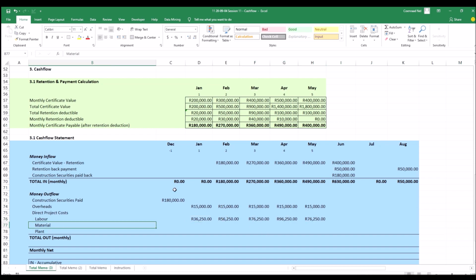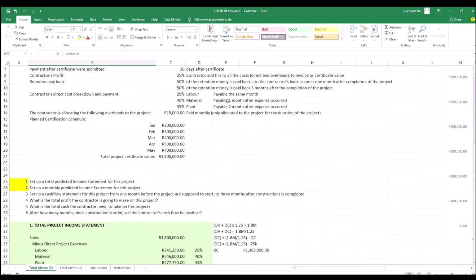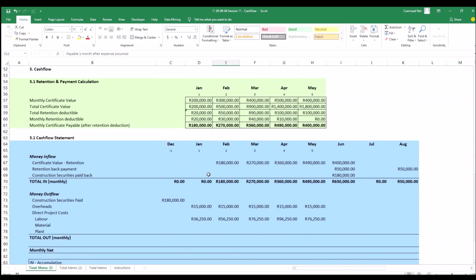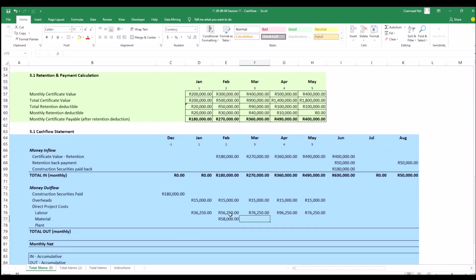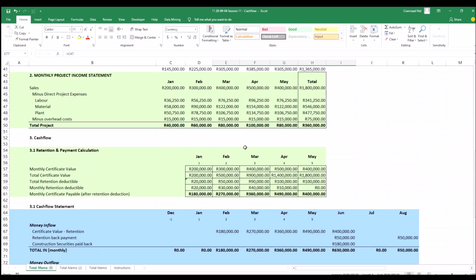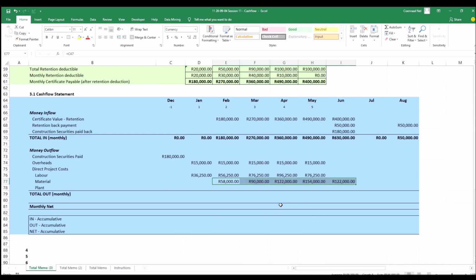Second one is the material. What does it say about material? Is payable 1 month afterwards. So my first material invoice that I'm going to have to pay was 1 month afterwards. So that's in February. We've worked out the material values over there. So we can just take this and we can drag that up to there. Does that make sense? 122,000, 100% yes.